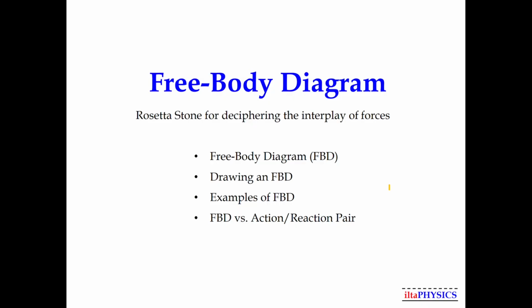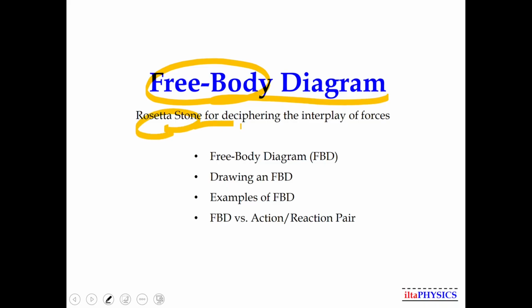Today we're going to learn about a super useful tool in dynamics for analyzing the forces acting on an object. It's called a free body diagram. A free body diagram works kind of like the Rosetta Stone did for ancient Egyptian hieroglyphs. It helps us decode what's going on with forces. Just as the Rosetta Stone unlocked the meaning of ancient writing, the free body diagram unlocks our understanding of the complex forces acting on moving objects.